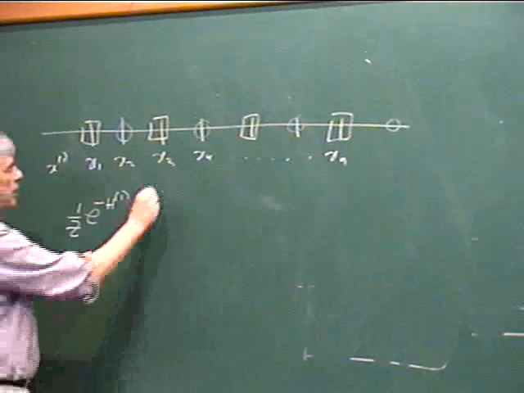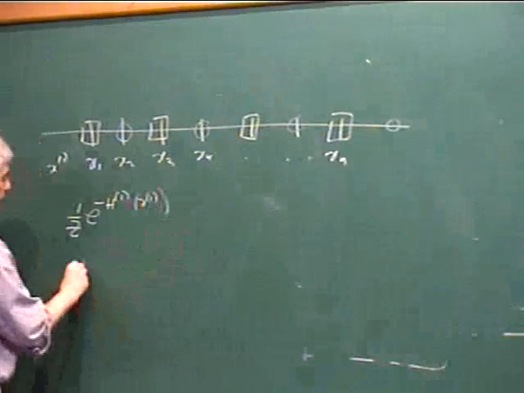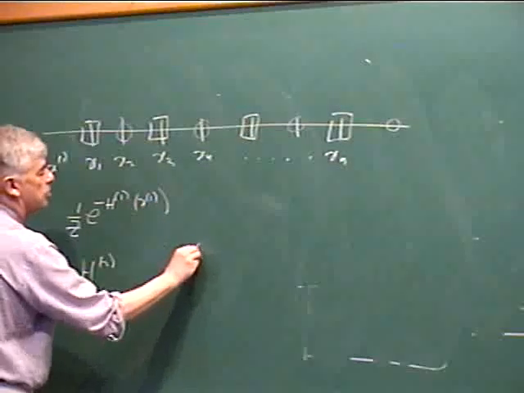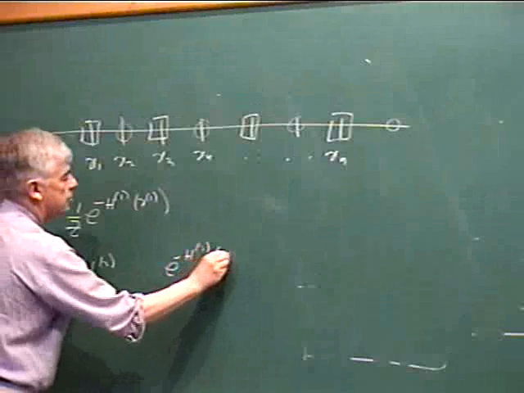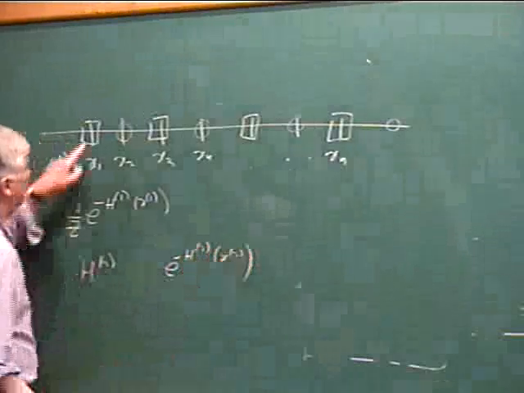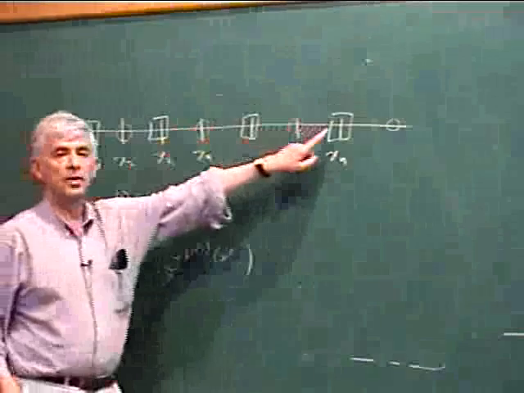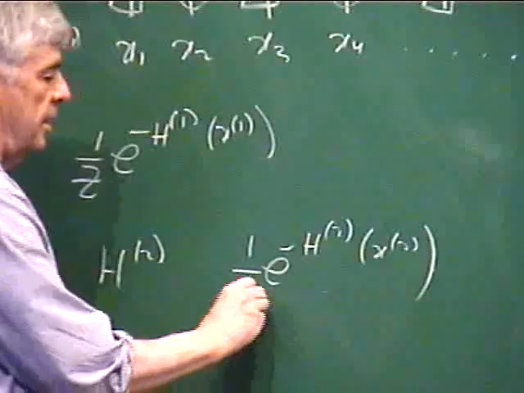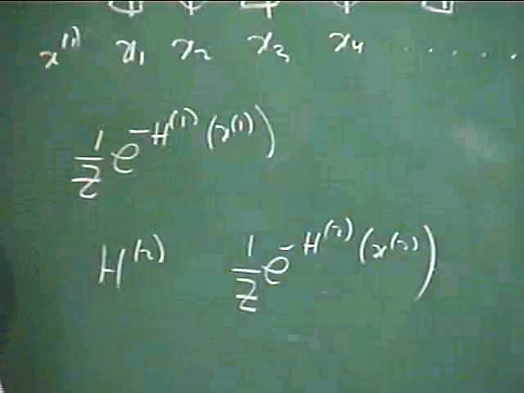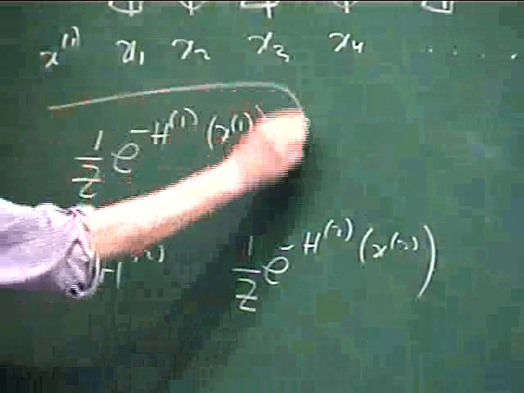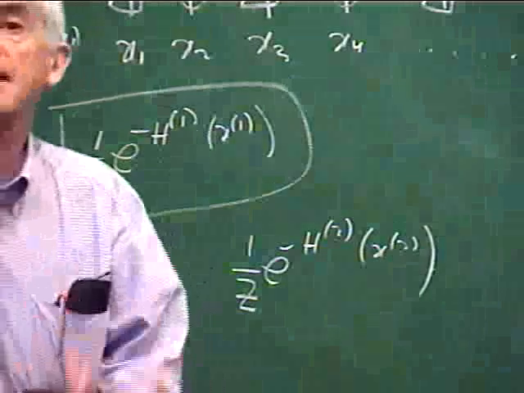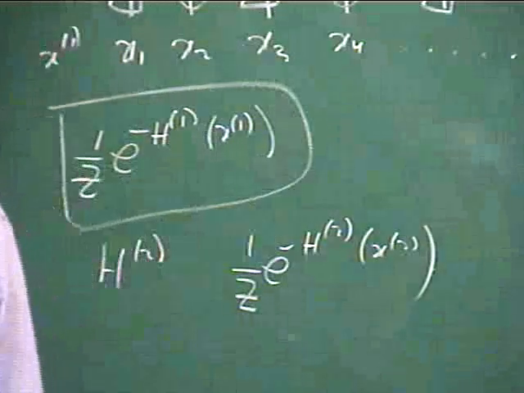Then I'd like to find a Hamiltonian H2, such that e to the power minus H2 of x2 contains only this variable, this variable, this variable, and this variable, and this probability density, properly normalized, has the same marginals as this probability density here, which means I'd like the probability density of the variables I keep to be the same as the probability density of the variables I've omitted.